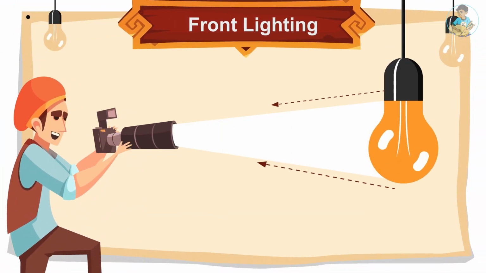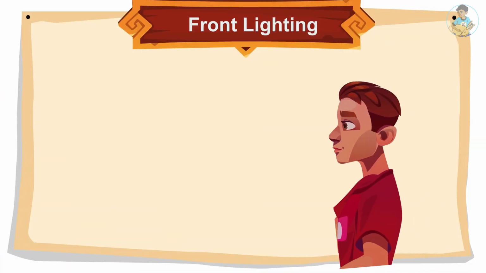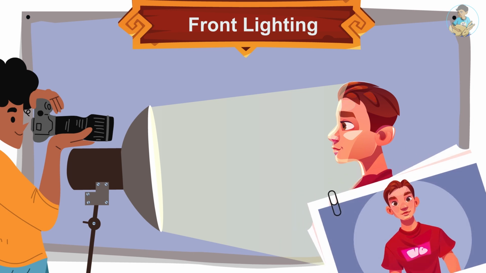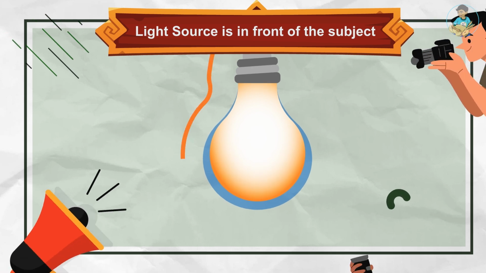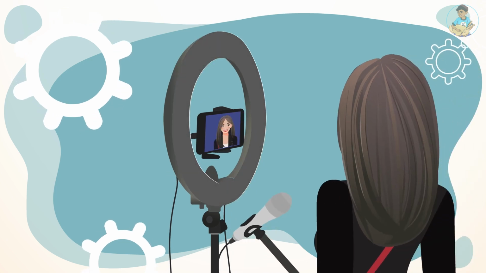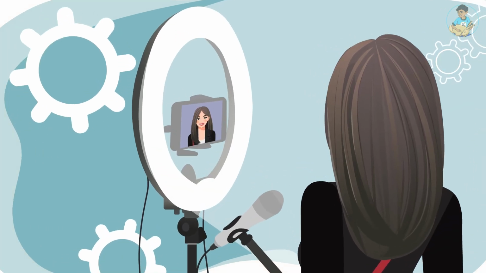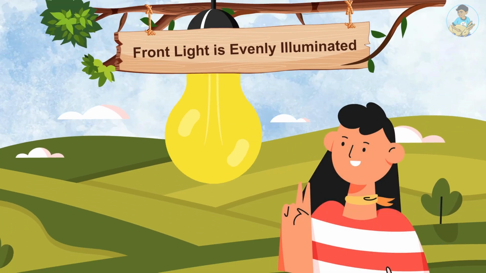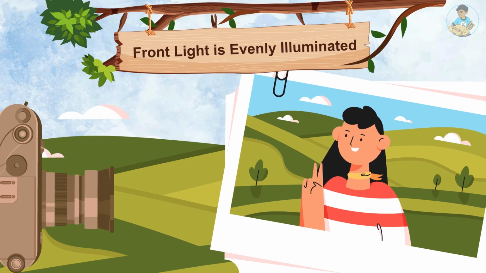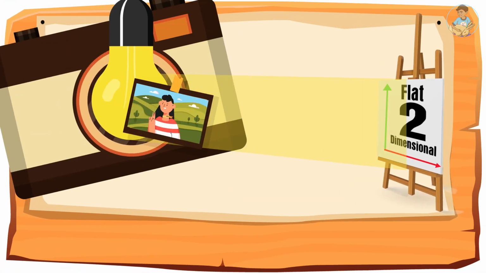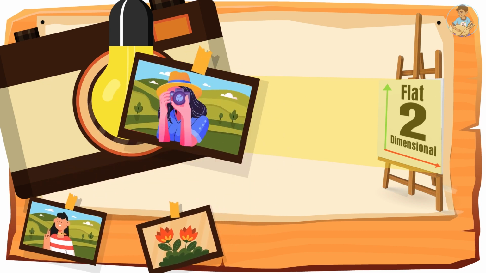Let's start with front light. This light angle is the safest and most popular amongst amateur photographers. It is pretty much what it sounds like. The light source is in the front of the subject. This type of light is not only easy to set up but also simple to use. When using this type of light, the subject is evenly illuminated. The drawback, however, is that it lacks drama and usually creates a flat, two-dimensional image.